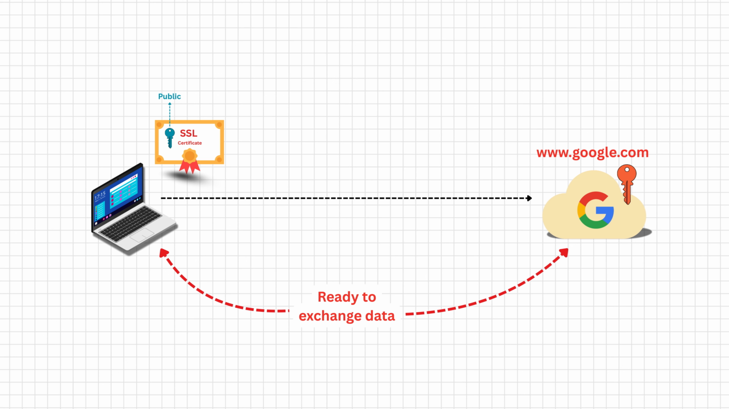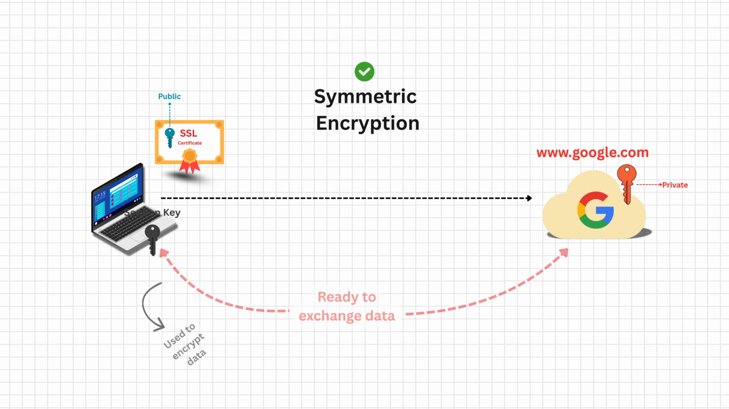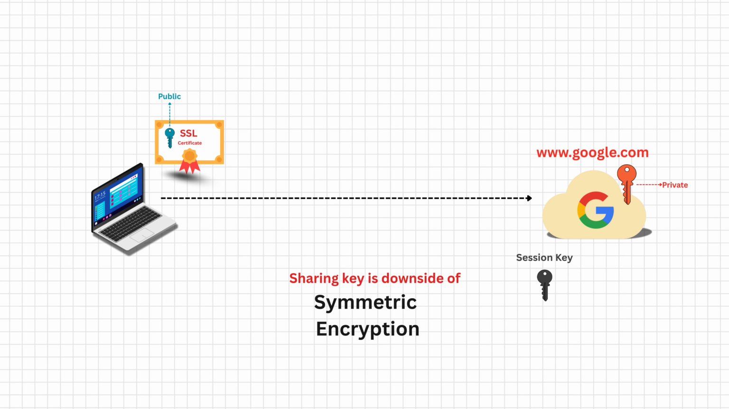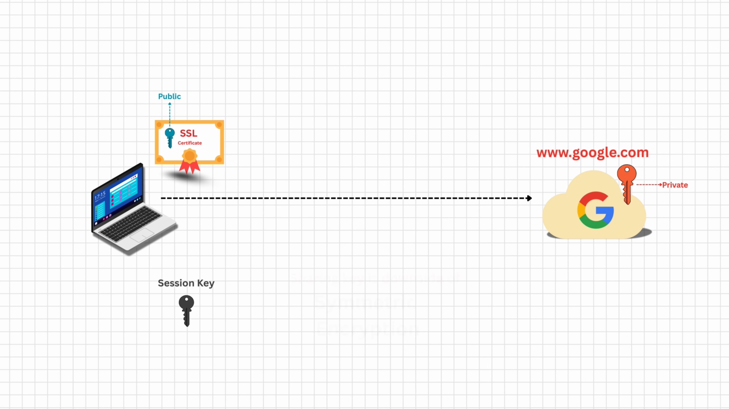But it will not use asymmetric encryption to transfer the data, as it would be slow. So it uses symmetric encryption. The browser creates a random key called a session key and encrypts the data using it. Now the Google server needs this key in order to decrypt the data. So the browser has to send the key to the server. We already discussed that this is the downside of symmetric encryption. But this is where it gets interesting.